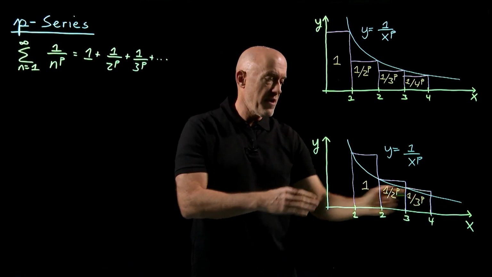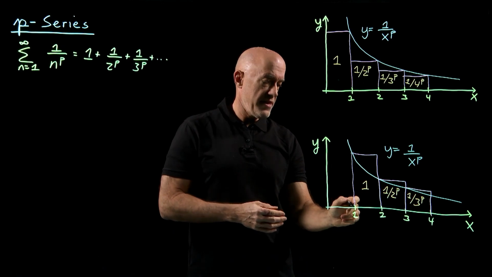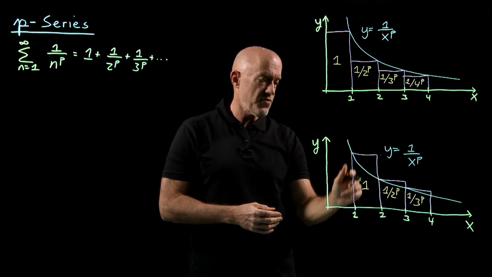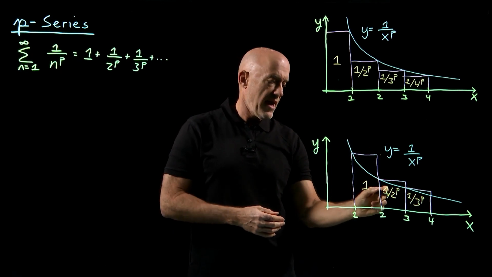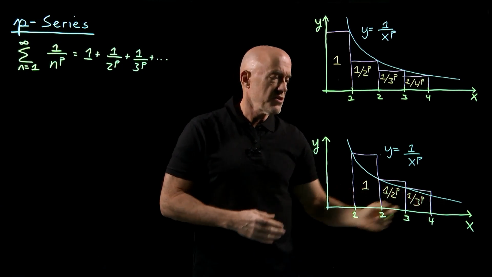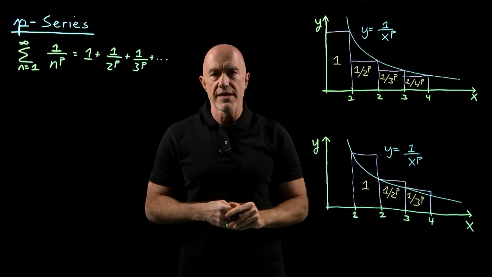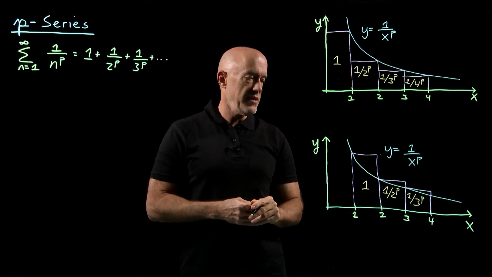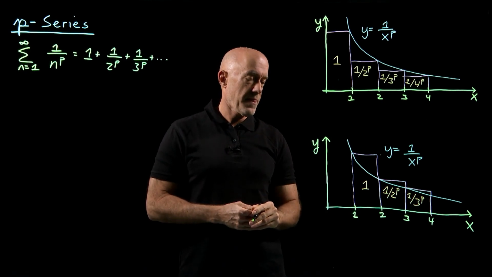Again, if we look at the bottom graph, the height of the first rectangle is 1. The height of the second rectangle is 1 over 2 to the p. So again, the area of the rectangles is just the P series.